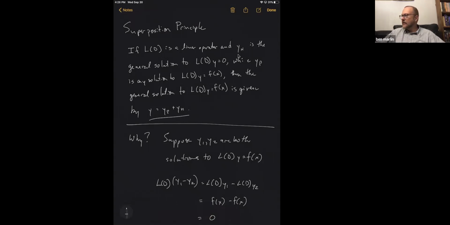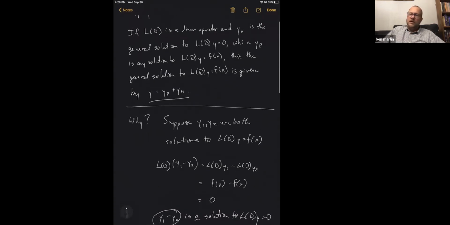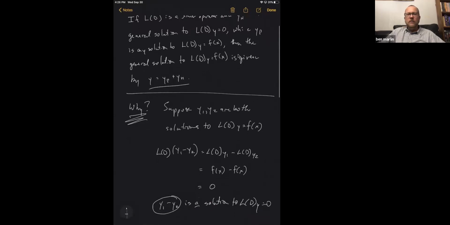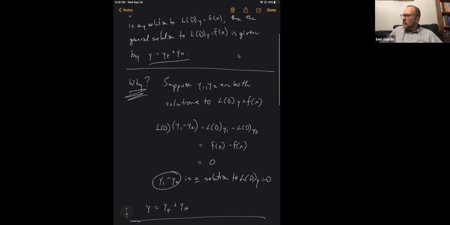All right. So, good question to ask here would be why? So, start out with two solutions. This, by the way, is a really standard math trick. If you have two solutions to an equation, you often want to look at the difference between them and see what difference it actually makes. So we're going to assume that we have two solutions, call them y1 and y2, for L of dy equals f of x.